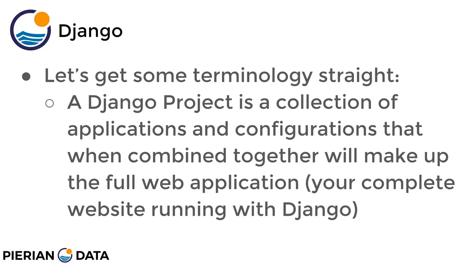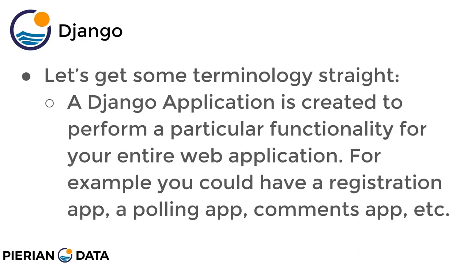A Django project is a collection of applications and configurations that when combined together is going to make up the full web application or website. That's your complete website running with Django. A lot of times people use the term web application to describe a website, so try not to get it confused with a Django application.